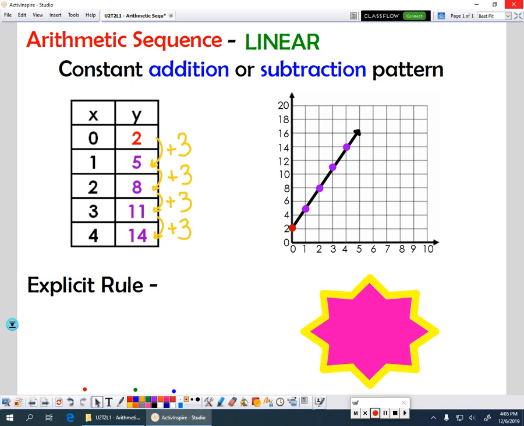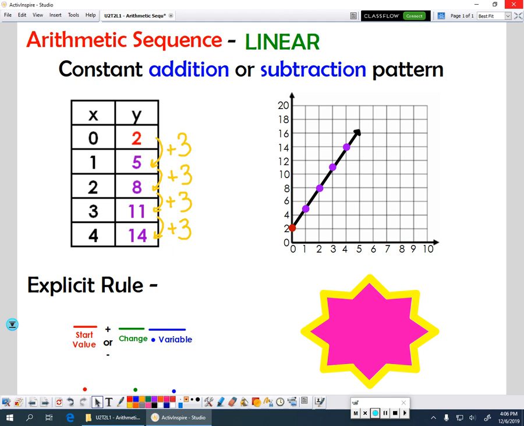So the last thing we need to cover is how do you write an explicit rule when you have an arithmetic sequence? Well, with these arithmetic sequences, the explicit rule has 3 parts to it. It has a start value, it has a change value, and then also we're going to have a variable.